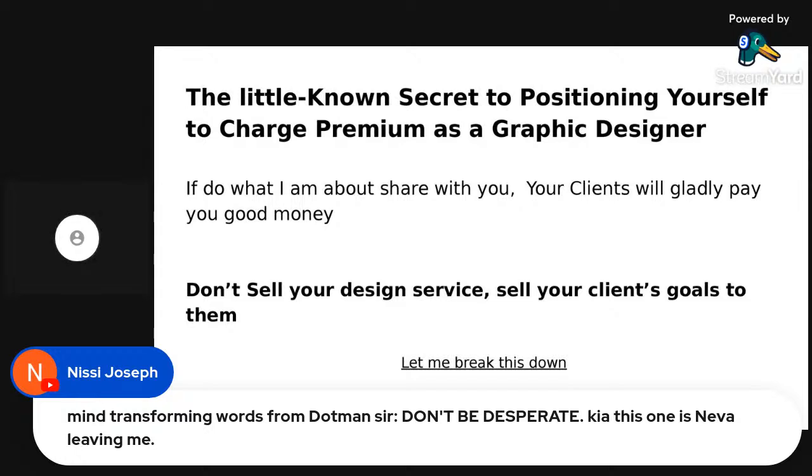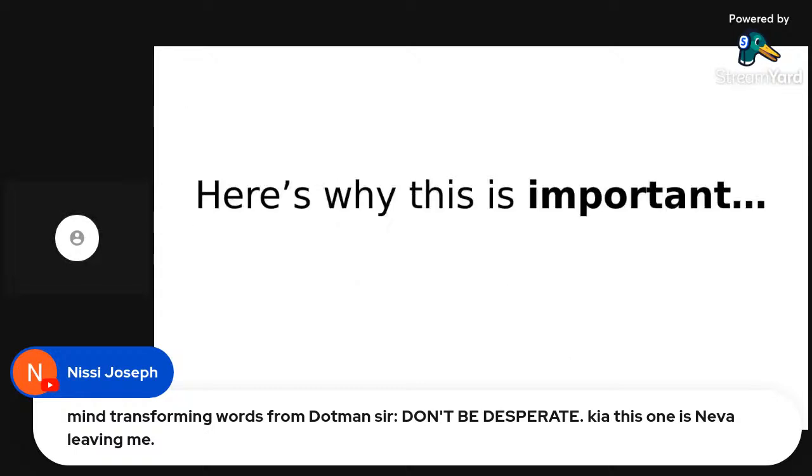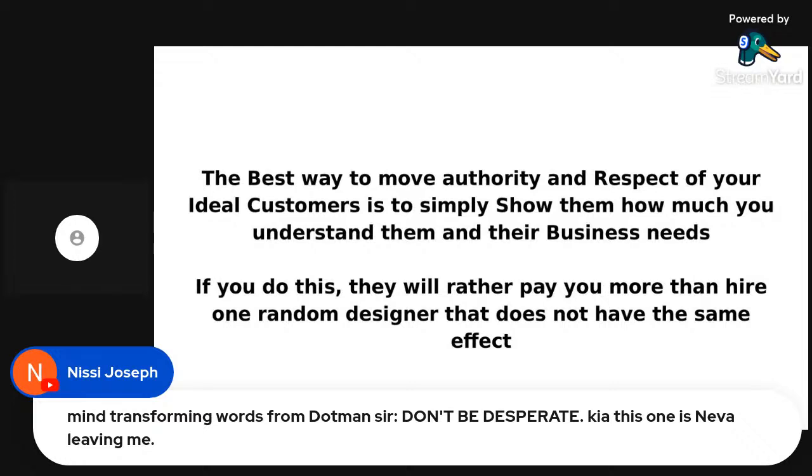What they want is a perception. What they want is visibility. What they want is an identity, and that's what you do for them, right? So beyond the logo, you give them an identity that resonates with their brand personality. Now, here's why it is important. The best way to win the authority and respect of your ideal customer is to simply show them how much you understand them and their business needs.